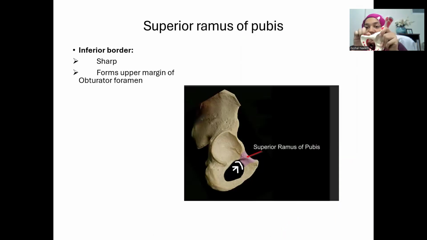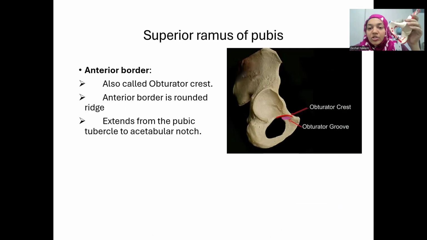Now, this is the superior ramus of the pubis, and this is the inferior border. This is sharp and it forms the upper margin of the obturator foramen. Now, the superior ramus of pubis also has an obturator crest and an obturator groove. So, if you can see here, there's an obturator crest here and there's an obturator groove here.